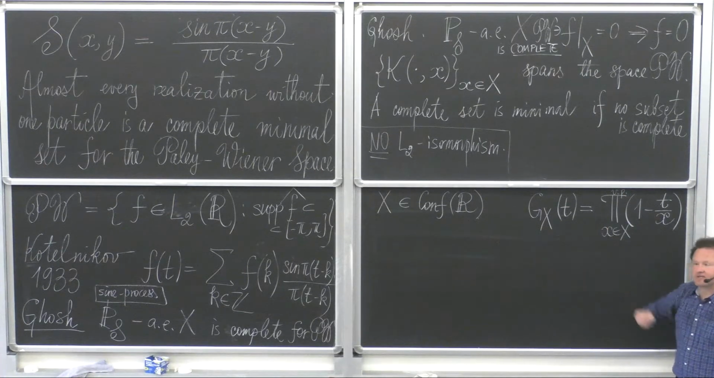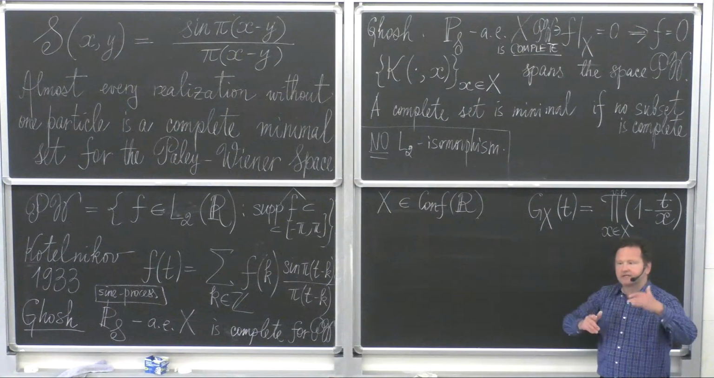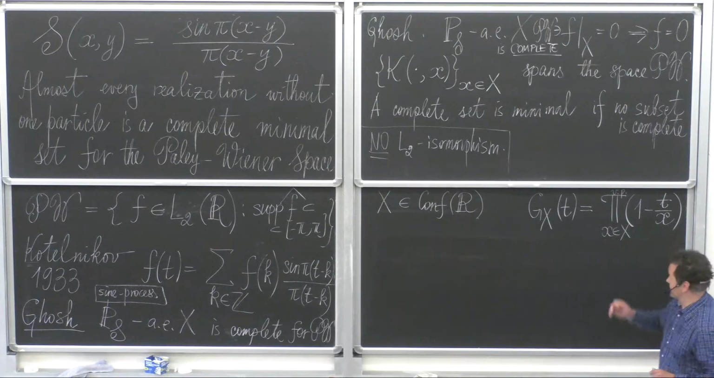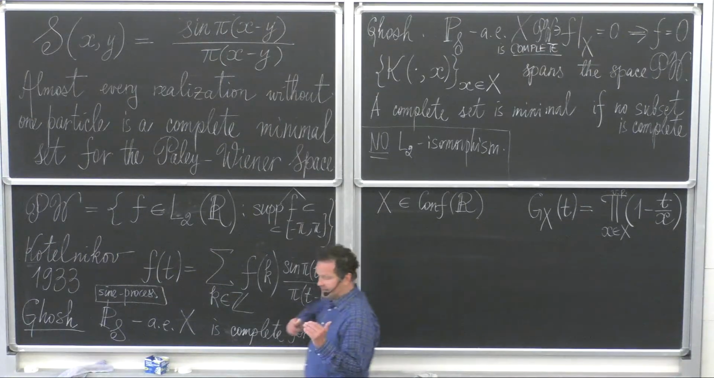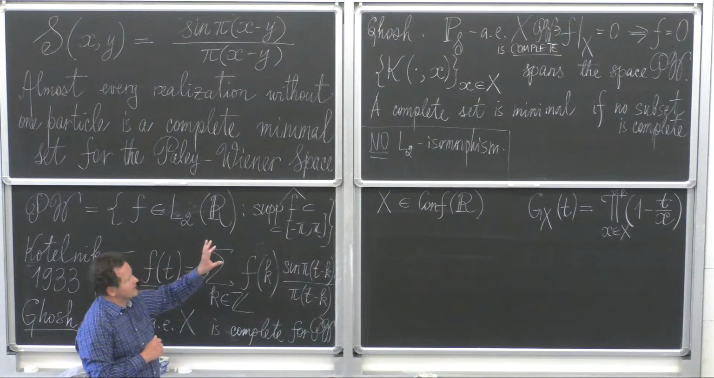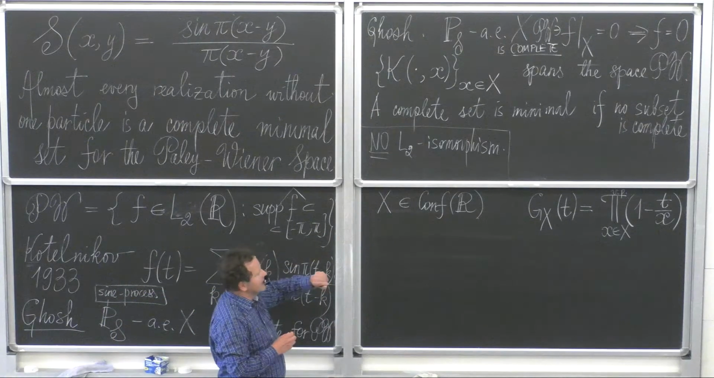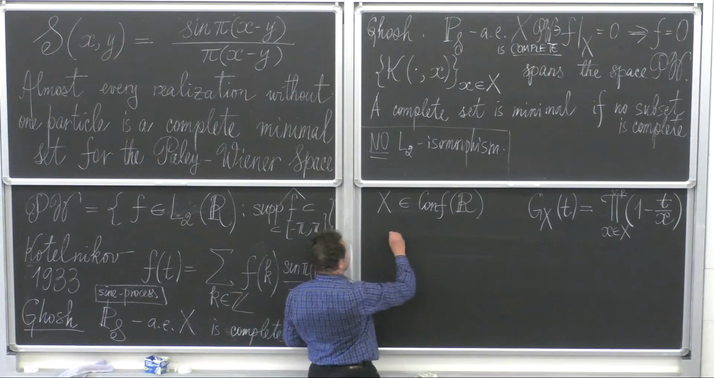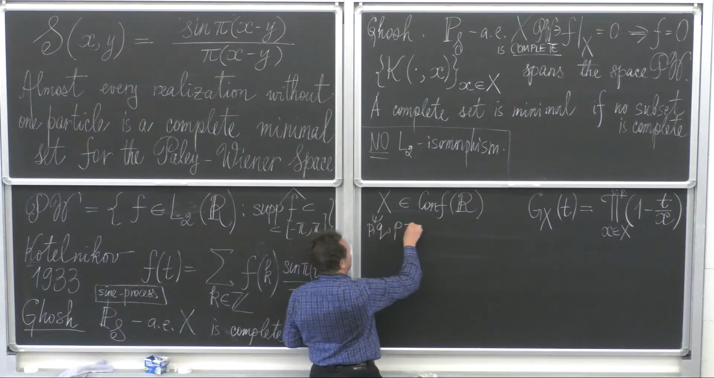And this random entire function is well defined for almost every realization of the sine process. So as I say, this is just the analog of the characteristic polynomial for my configuration, which is the scaling limit of eigenvalues of a random matrix. So then the main result is reformulated equivalently in the following terms. So I take X, I take P and Q in X, so two different particles.